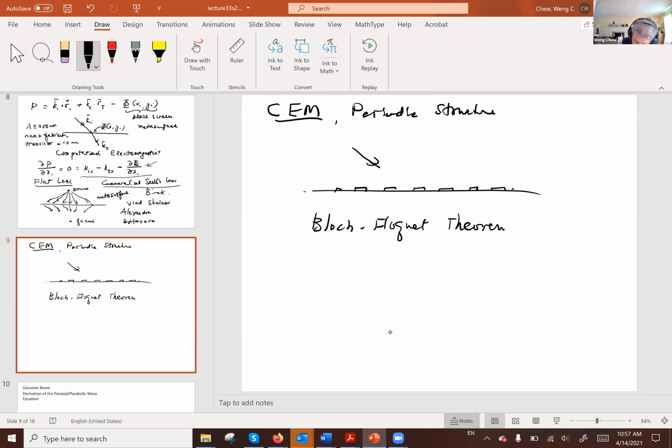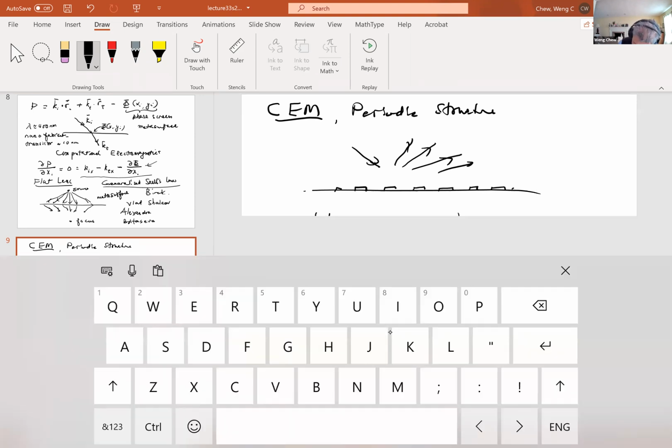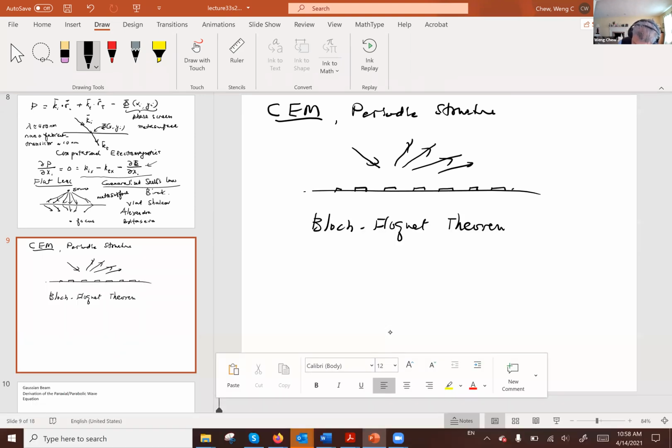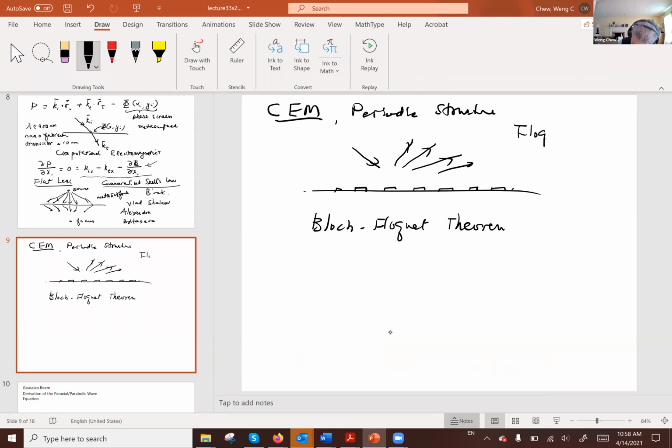What it says is that once you have a wave coming in, the reflected wave is not just one single ray. What you have is actually the reflected ray is being spread out into multitudes of rays. Okay, so these are called Floquet modes, instead of just a single mode. And then by solving this problem using Bloch-Floquet theorem, you can ascertain the phase shift.